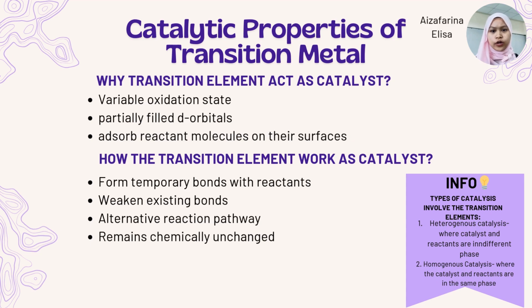But how do they really work as a catalyst? Let me tell you one by one. First, the transition metal will form temporary bonds with the reactant. Then, this will weaken the existing bond in the reactant molecule. So, it will provide an alternative reaction pathway with a lower activation energy. Lastly, the catalyst will remain chemically unchanged after the reaction.